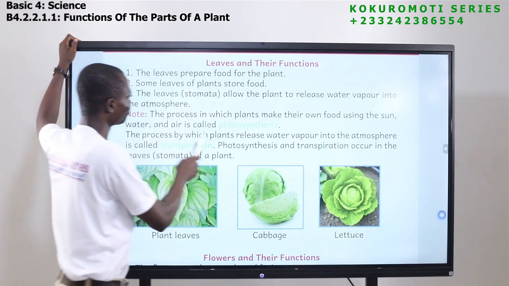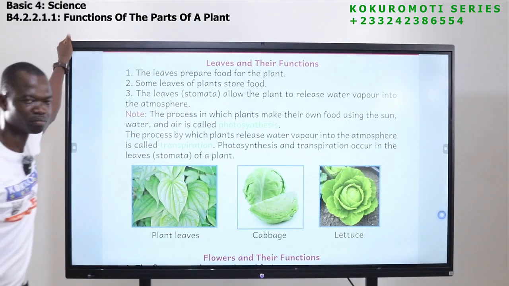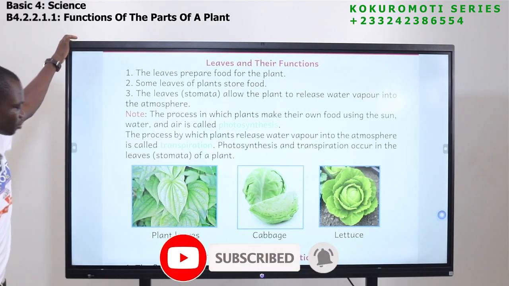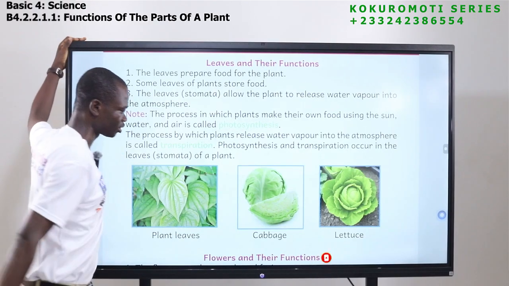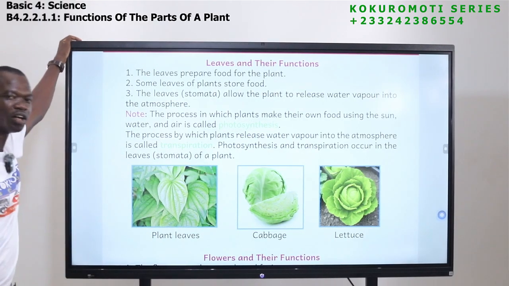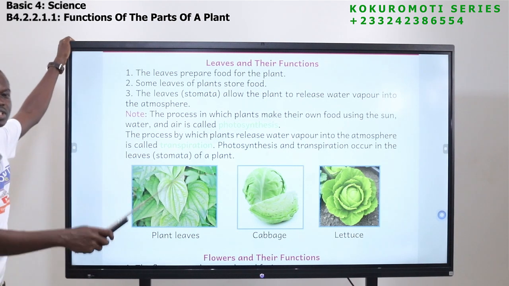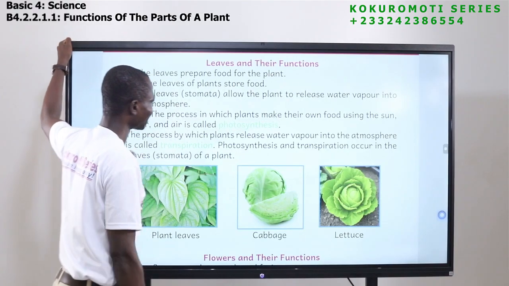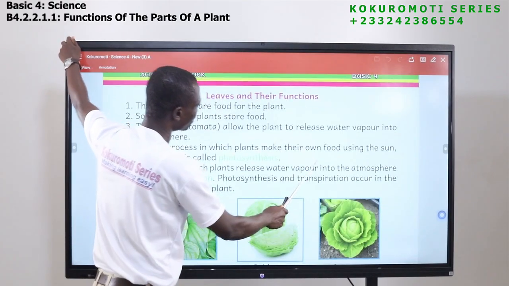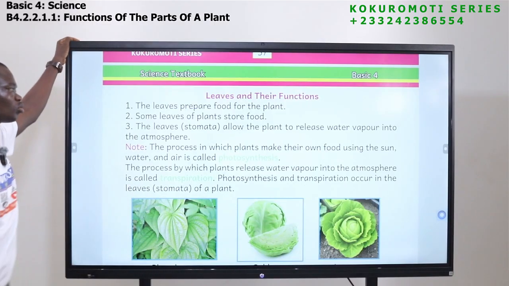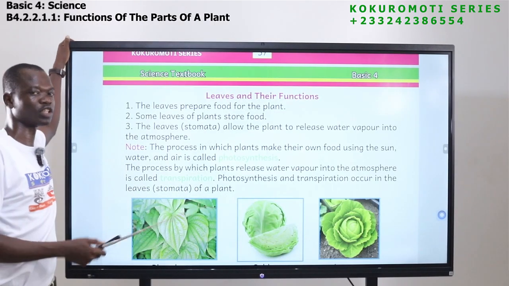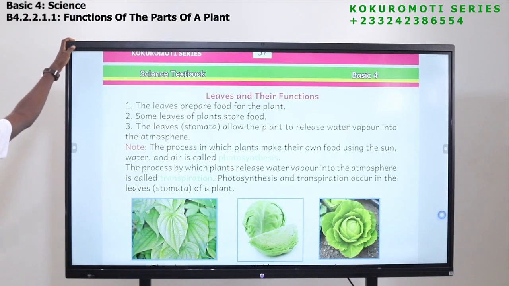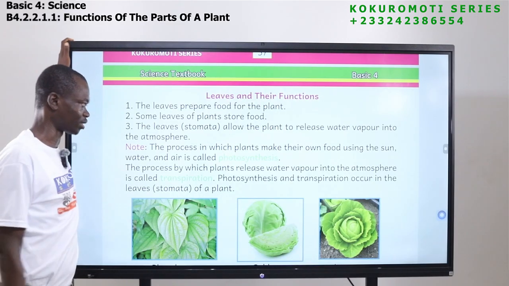Two, some leaves of plants store food. So we get food from the leaves of some plants. Okay, for example, we have lettuce, cabbage, cocoyam. We use the leaves as food. The next one: the stomata allow the plant to release water vapor into the atmosphere. So water vapor is released into the atmosphere through the leaves. In the leaves, we have what we call the stomata. The stomata allow water vapor to move out of the plant.